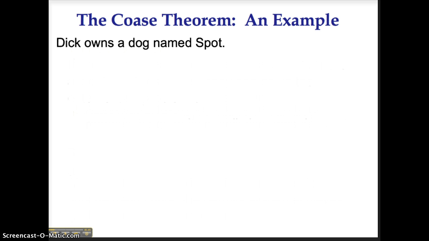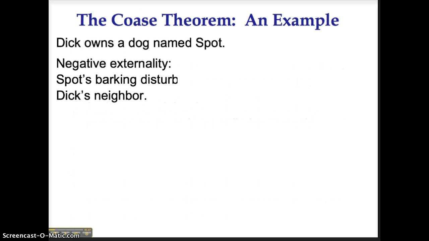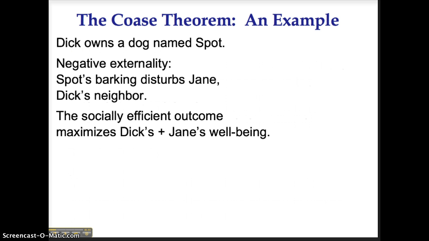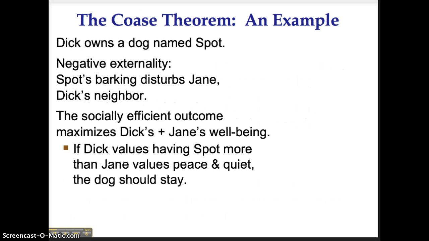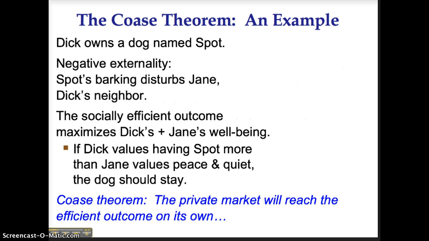Suppose that Dick owns a dog named Spot. A negative externality arises when Spot's barking disturbs Jane, Dick's neighbor. The socially efficient outcome maximizes Dick's and Jane's well-being. If Dick values having Spot more than Jane values peace and quiet, the dog should stay. The Coase theorem states that the private market will reach an efficient outcome on its own.